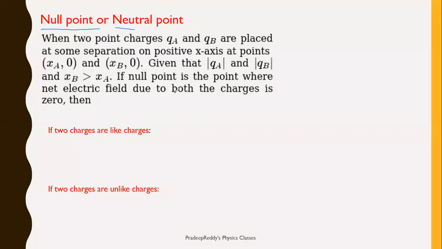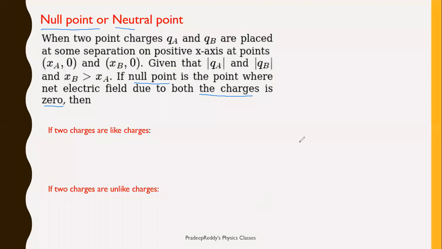In this particular slide, we are going to learn about neutral point or null point. We have already learned that a null point or a neutral point is that where net field experienced at that point is equal to 0. So a null point is that point where due to both the charges, net field should be equal to 0. Now let me make it a little bit clear for you.